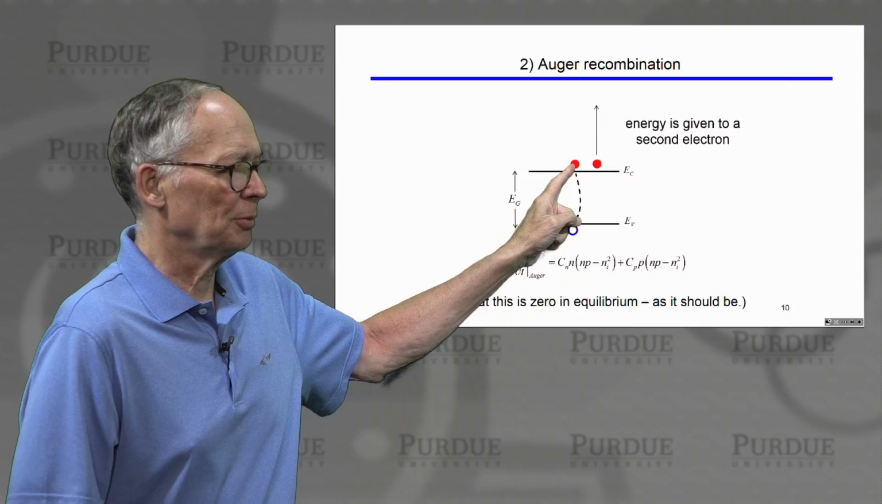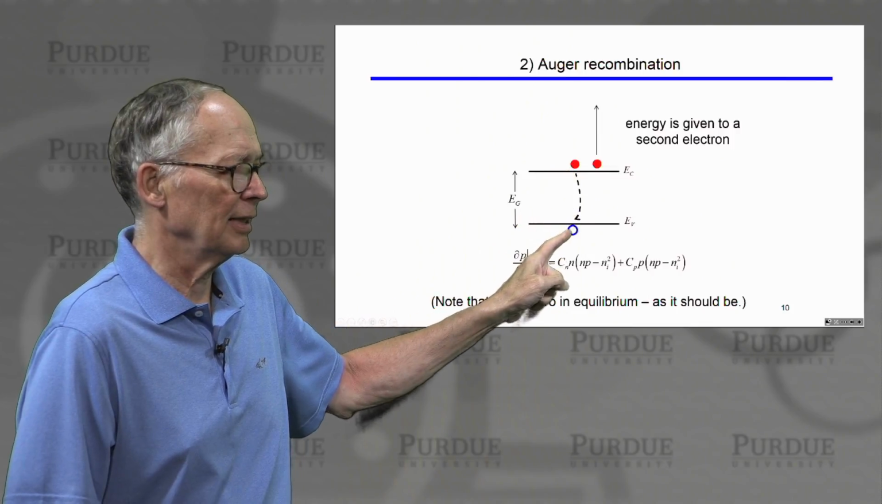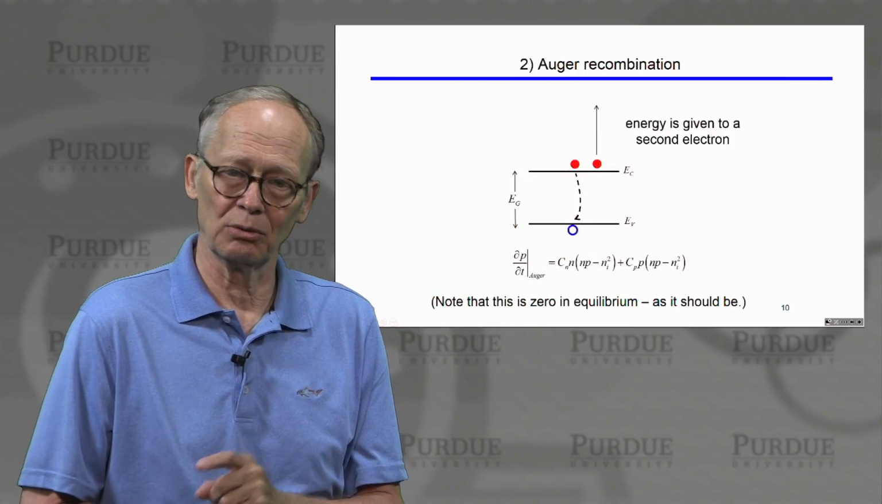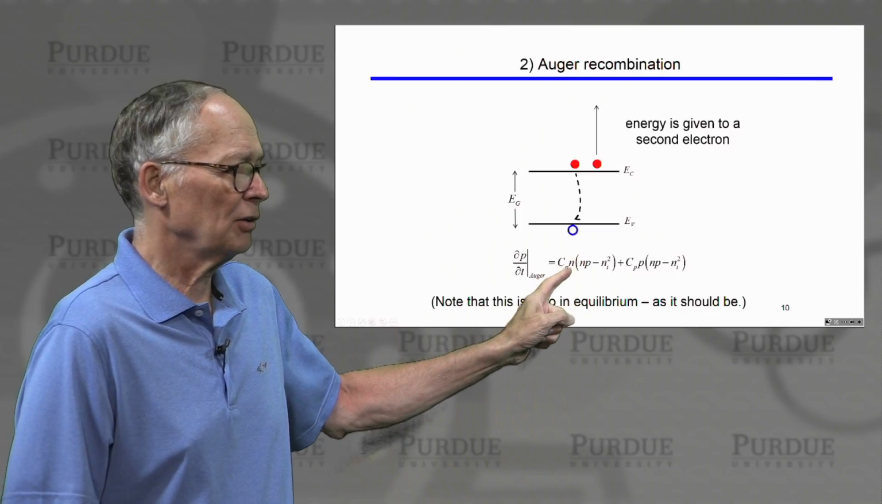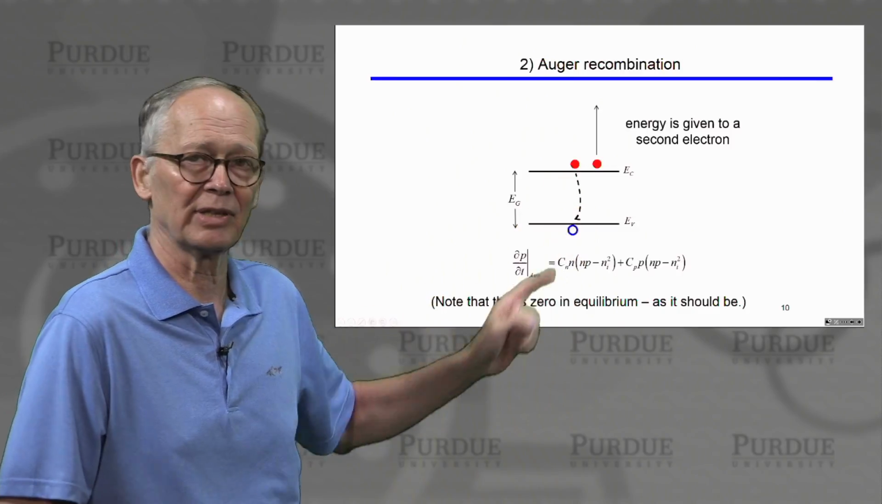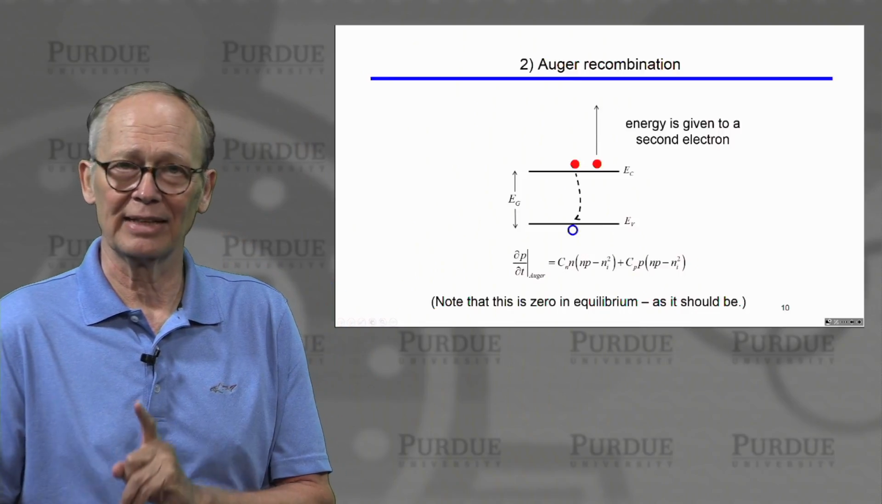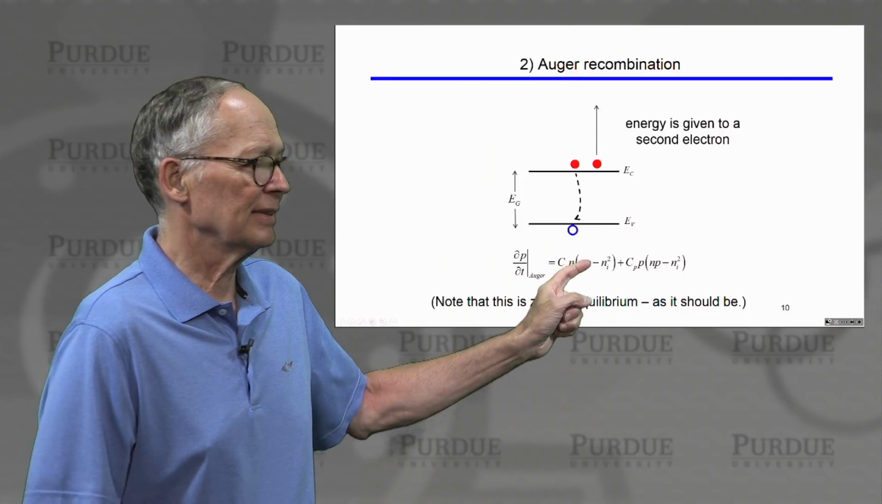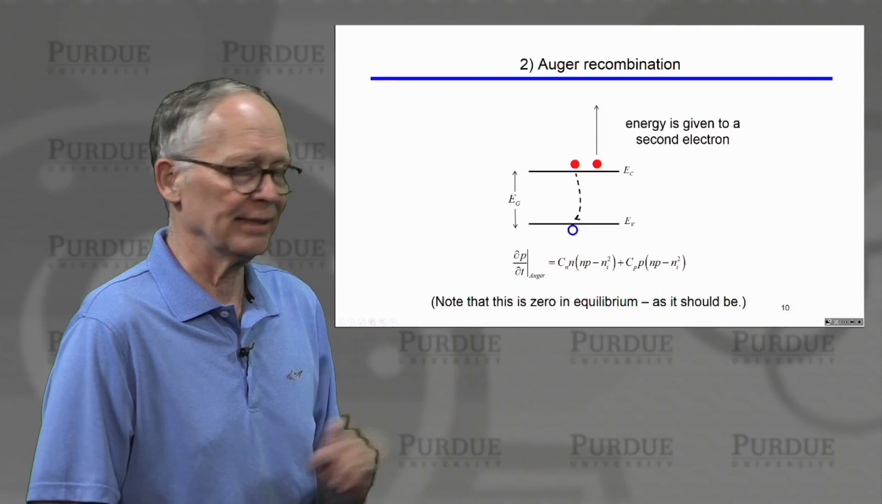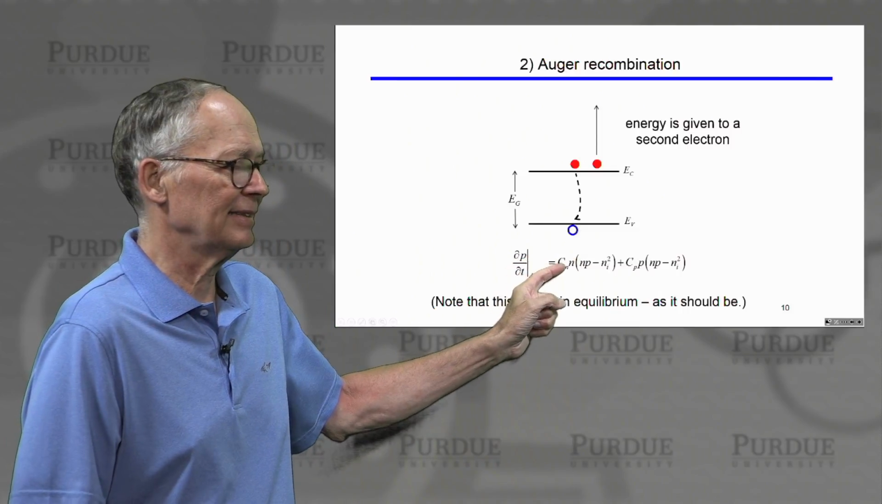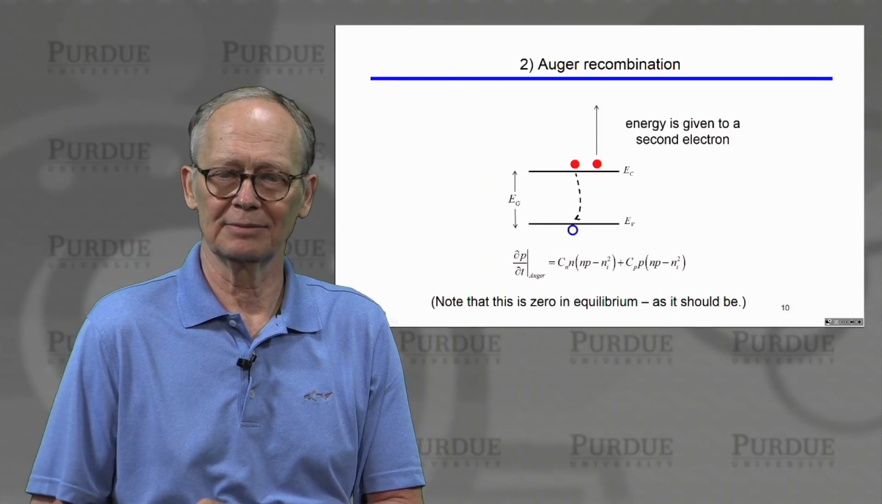It's proportional to the product of the number of electrons and number of holes, because electrons and holes are recombining, but it is also proportional again to the number of electrons, because I have to have an electron nearby in order to give it energy to. So this process is proportional to n squared p.